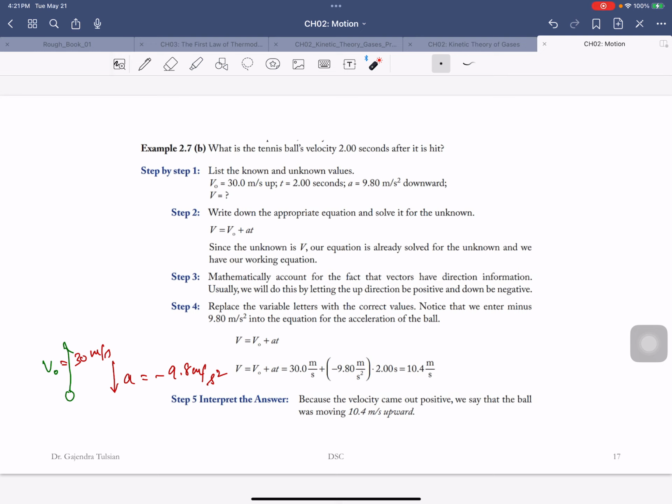All right, so the final velocity is initial velocity plus acceleration times time: 30 meters per second minus 9.8 meters per second squared times 2. So the final velocity is 10.4 meters per second. So after 2 seconds, the ball is still rising up, except that the velocity is 10.4 meters per second. Okay, so that's what the solution is.